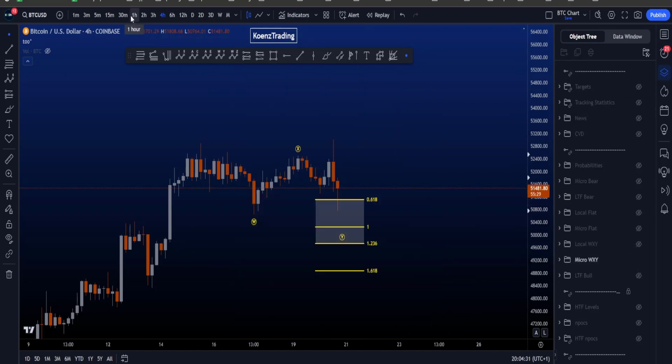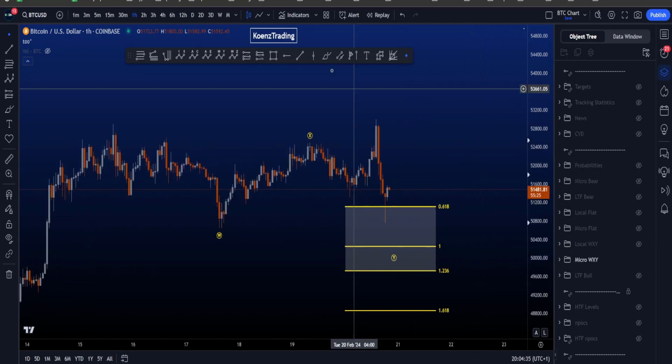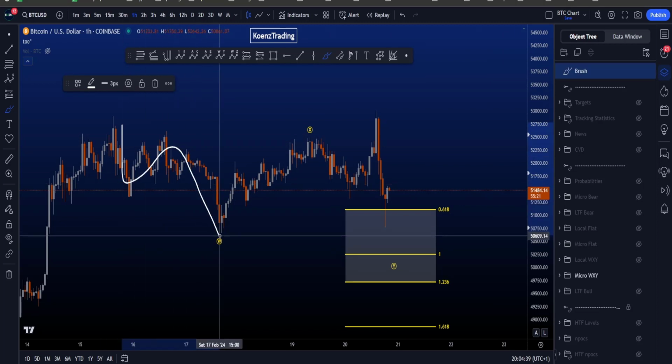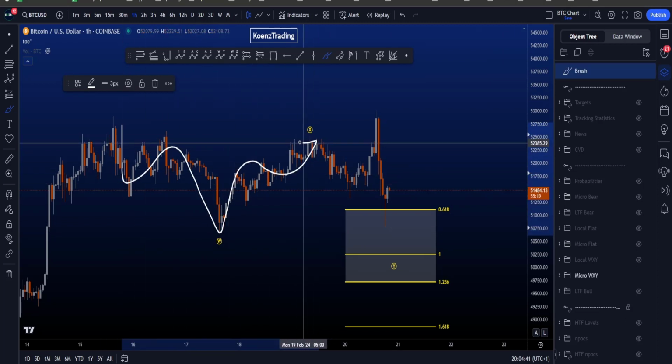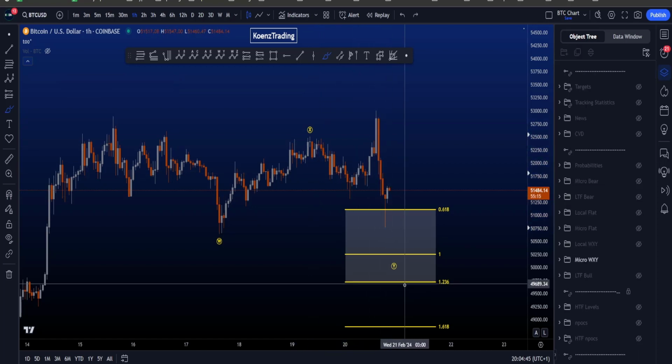If we then zoom in to this wave 4, currently the highest probability scenario is a sideways double combo WXY. Zigzag structure in a wave W, complex corrective structure to the upside in a wave X, and then a flat structure in a wave Y.